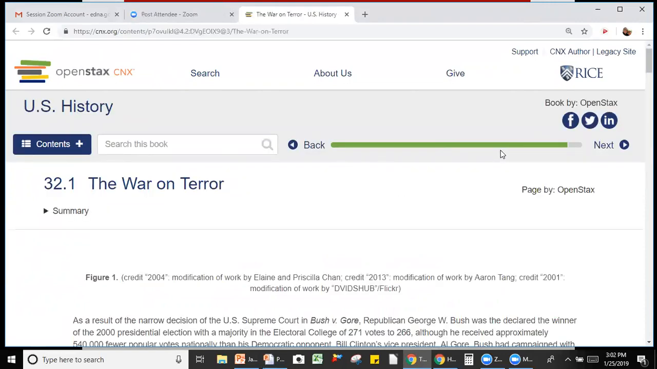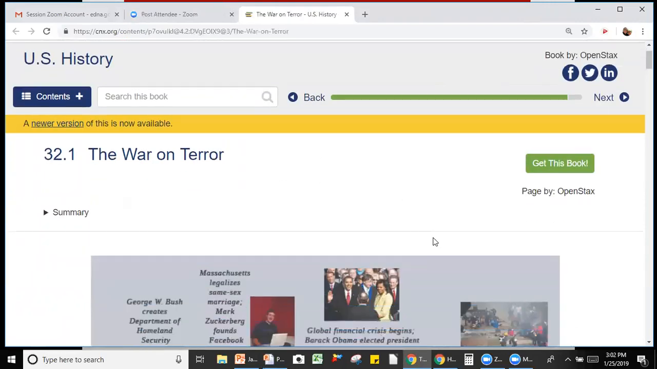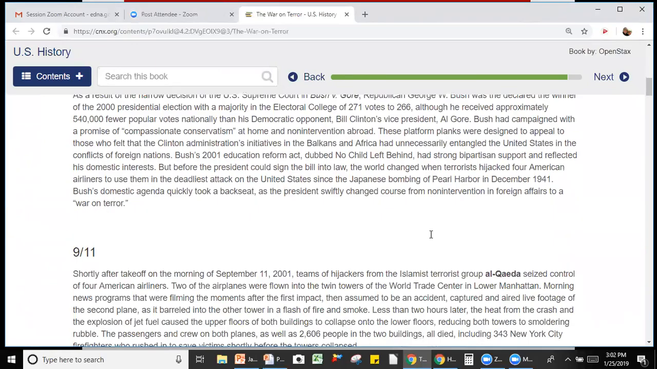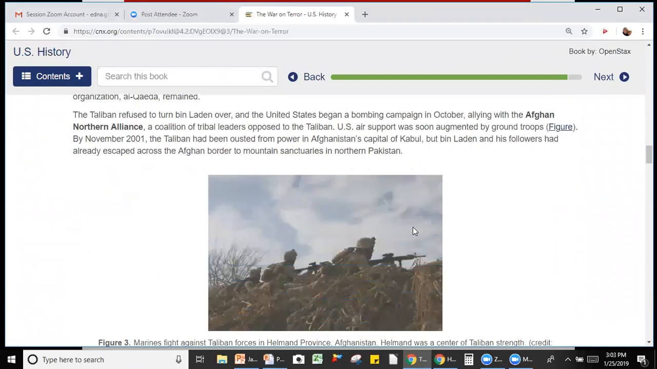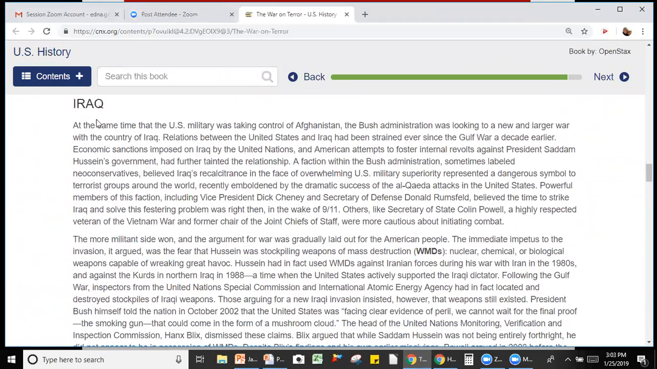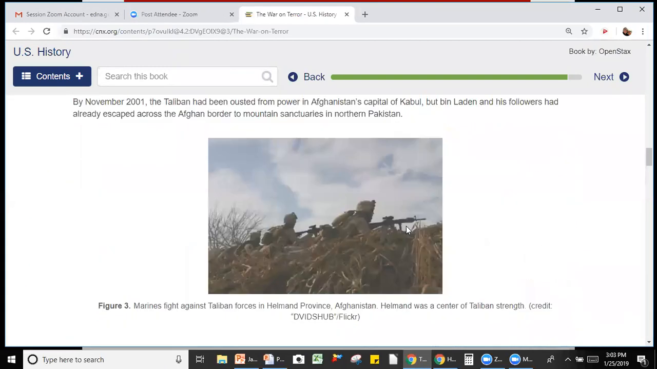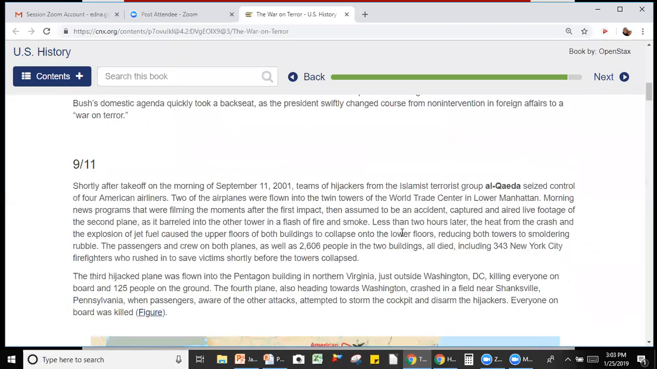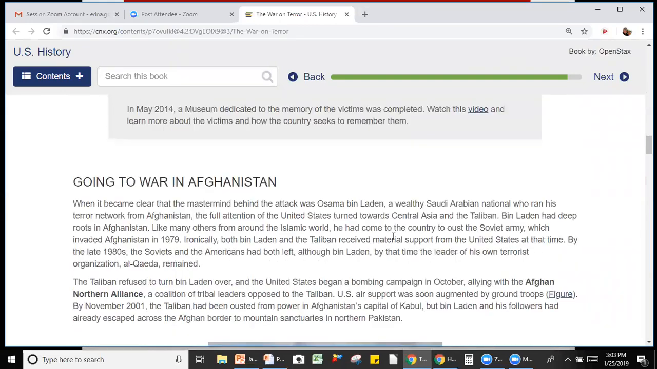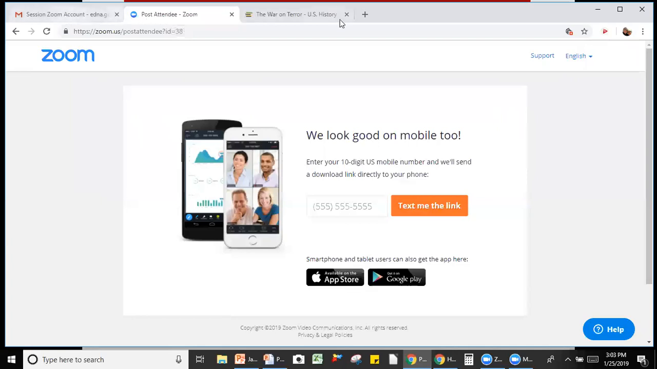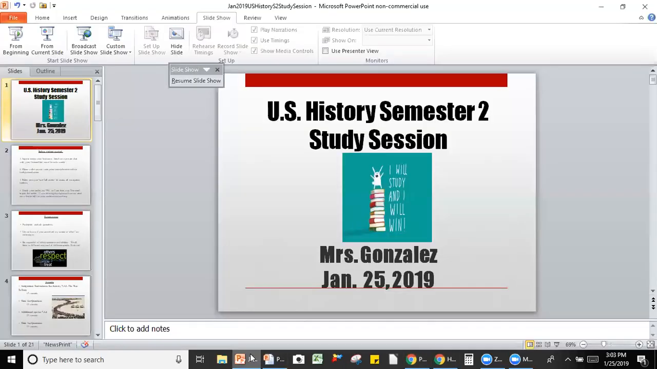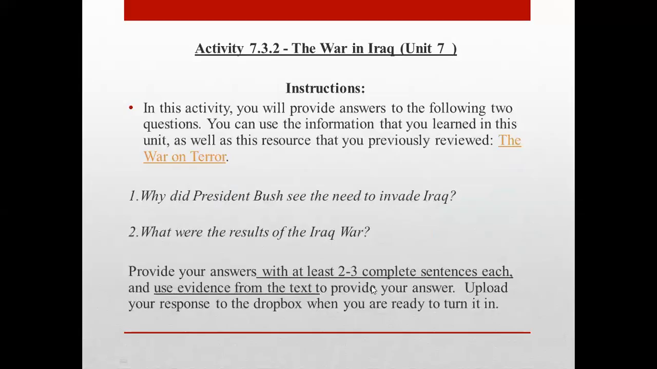And it looks like this. You're actually going to scroll down, not to where it says 9/11, but to where it says Iraq. If you want some background information, you can read all the other stuff, but really you should start reading where it says Iraq. And of course, you should read the lessons that deal with this topic in particular. All right, let's see, where were we?